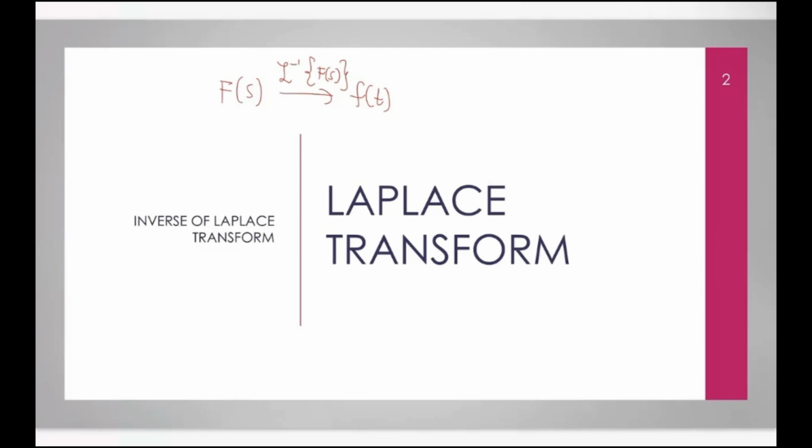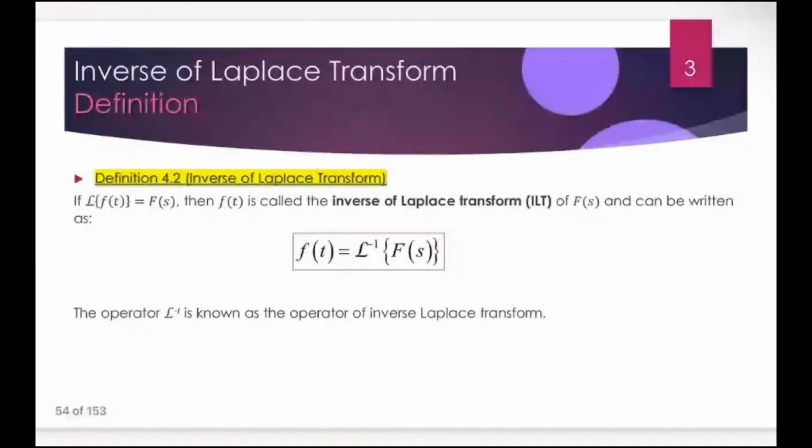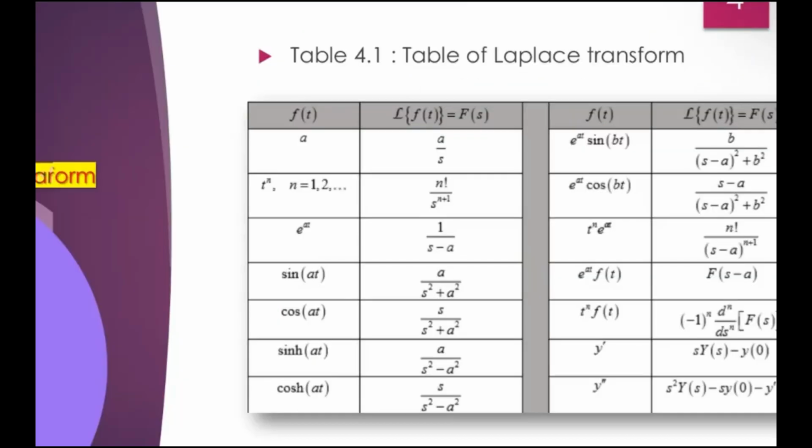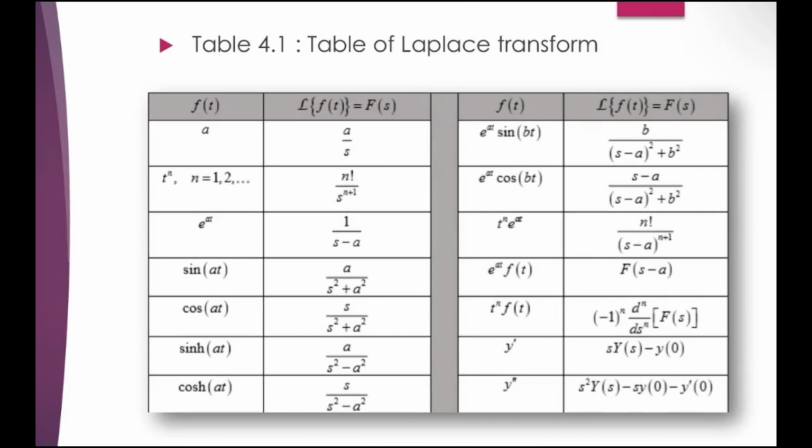So how do you find the inverse Laplace transform? The same thing, you need to use the table of Laplace, the same table, but you make it inverse. So let's see this table. Before this, you are given a function f(t), so you apply a Laplace transform and you find a function F(s). Now you have a function F(s), so you apply the inverse Laplace transform and you get a function f(t).